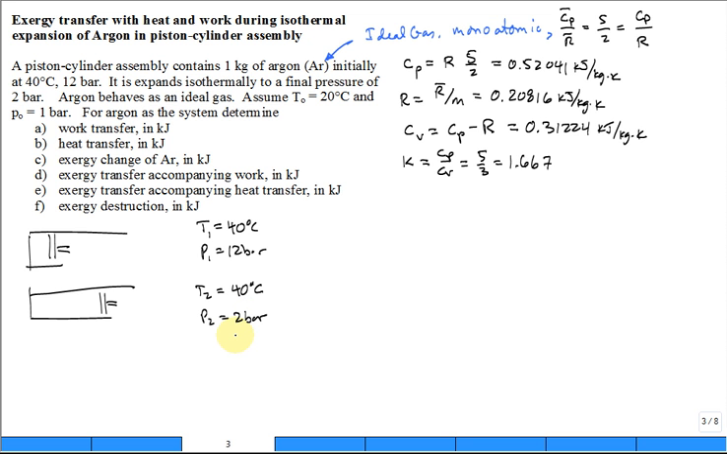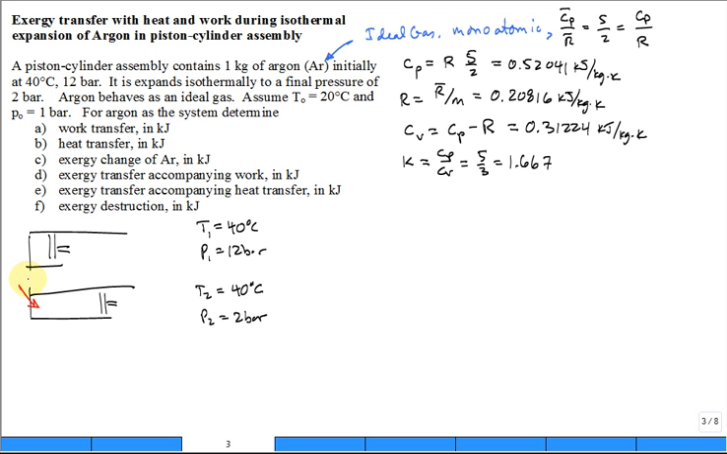True? Now, how does it remain at constant temperature as it expands? How can that be achieved? Impossible. This is only a textbook problem. No, it's challenging to do it, but you can do it. How would you do it?